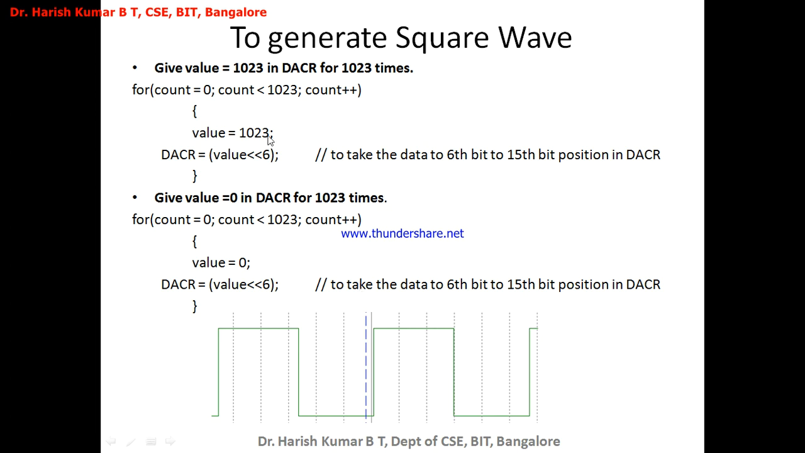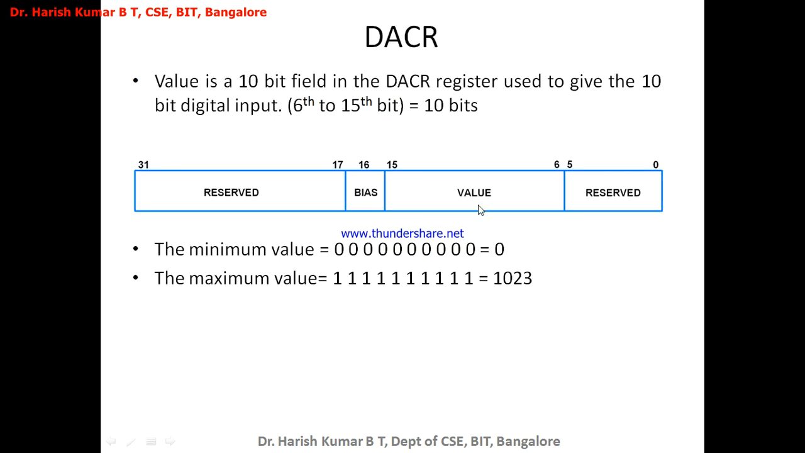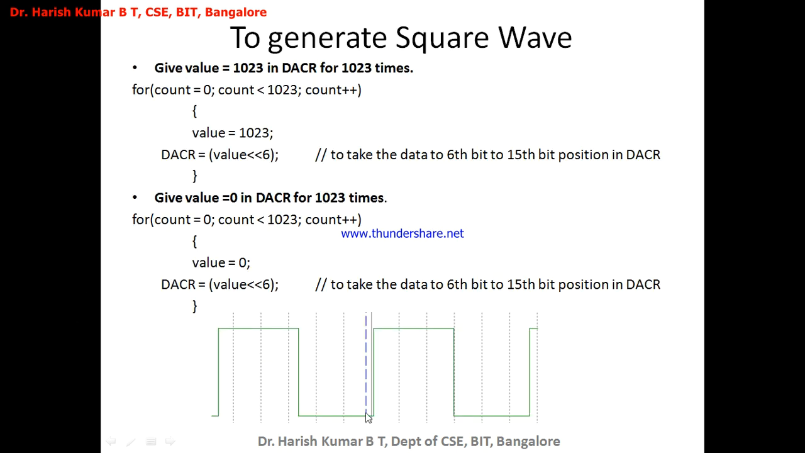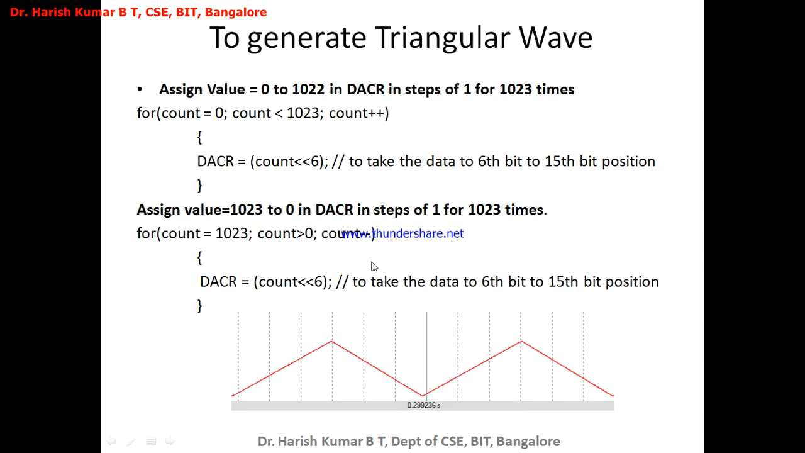Now instead of 1023, if I give half of it, say 512, you will not get the waveform till this point. You'll get half of it, and then it will continue. Now I'm giving the maximum, because the maximum I can give using 10 bits is 1023, and the minimum I'm taking. So this is the maximum and this is the minimum, and like this it is repeated. I hope you understood this. This is to generate the square wave.